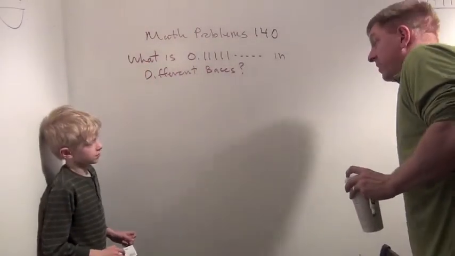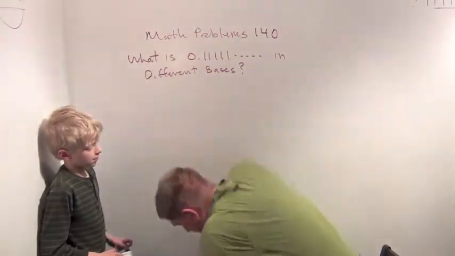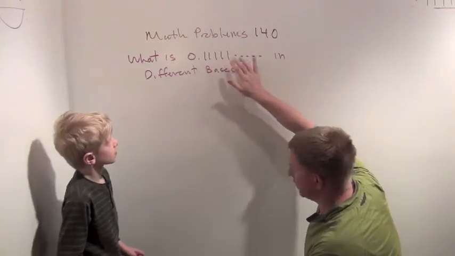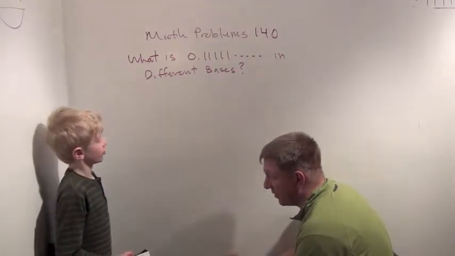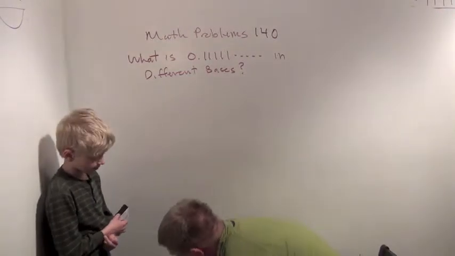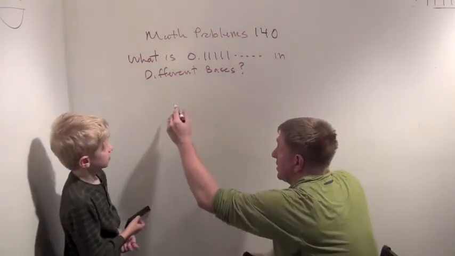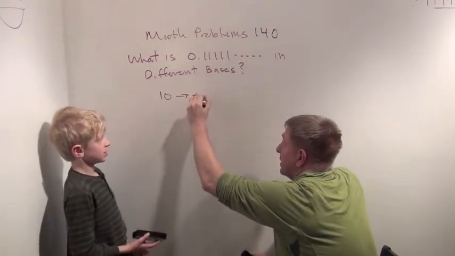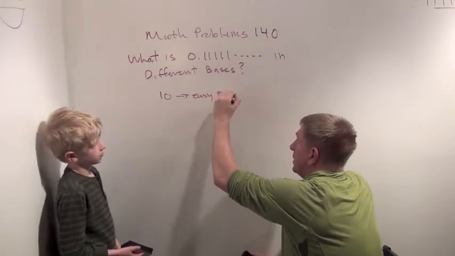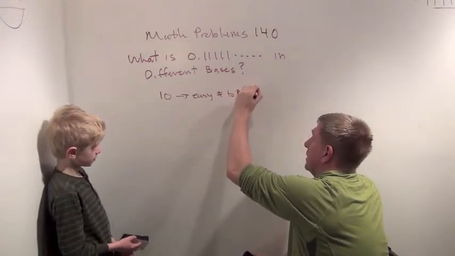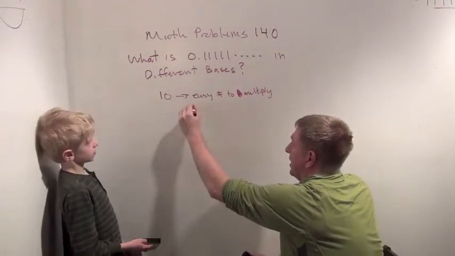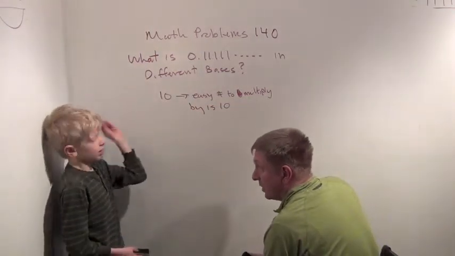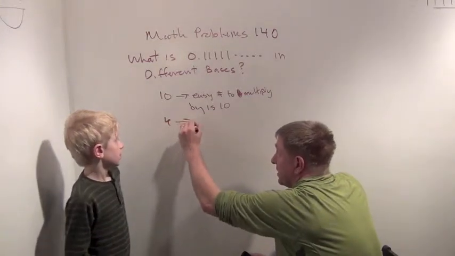So we had an awesomely fun morning, right? We played around with what is 0.11111 repeating forever in other bases. And the one thing we just had to remember is that in any base, like in base 10, the easy number to multiply by is the base number, 10, because it just shifts all the numbers over, right? And in base 4, what's the easy number to multiply by?